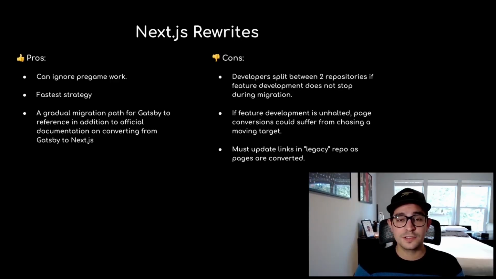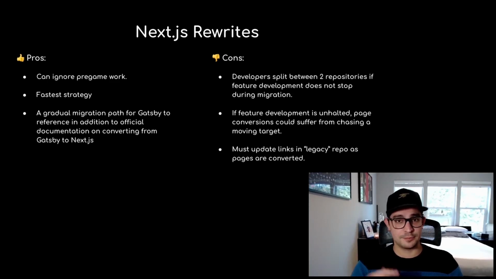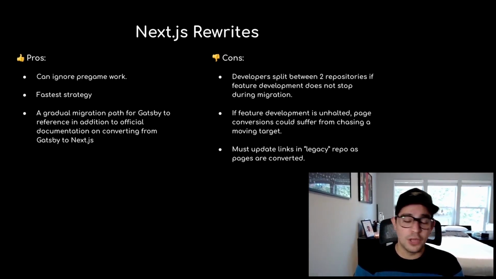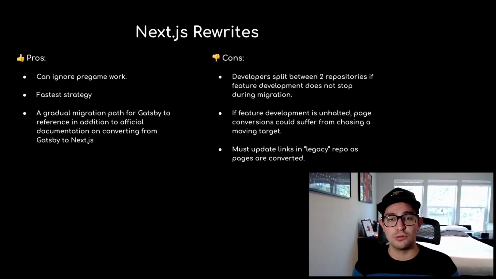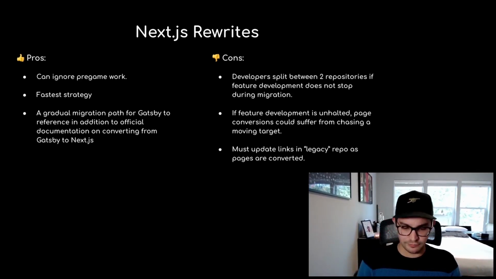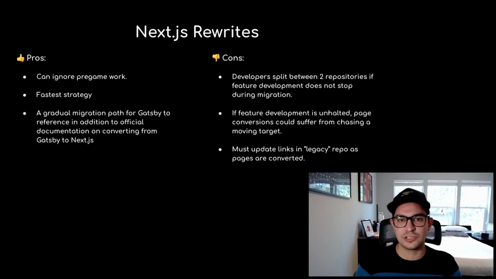Diving deeper into the pros and cons of this approach, I'm going to first list out the pros that I'm aware of. First and foremost, you get to ignore the pregame work because you're not making any changes to the old application, quote unquote old. Knowing that, I'd also consider it the fastest strategy you could be a part of, and Lee Robinson from the Vercel team actually has official documentation on converting Gatsby applications to Next.js. But one really cool thing about this approach is you can make that conversion step now a gradual process rather than a stop, convert everything to Next.js, and then resume feature development.